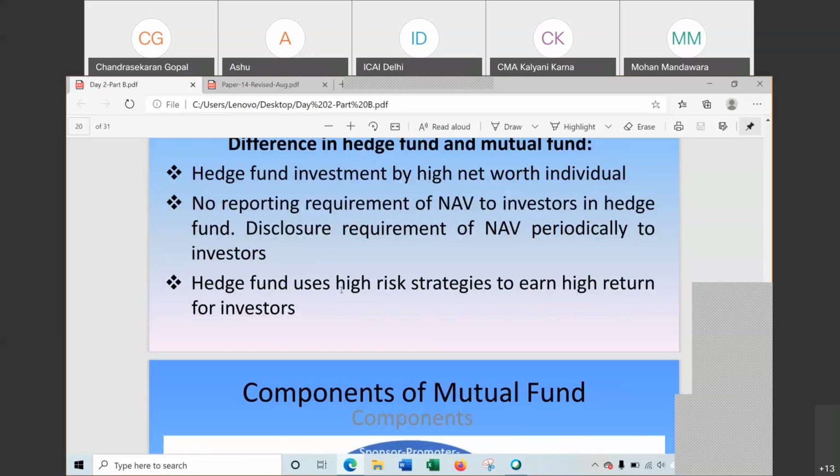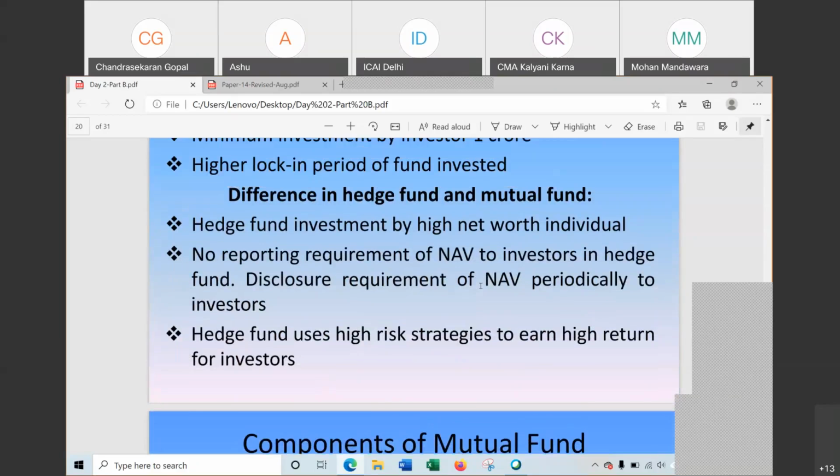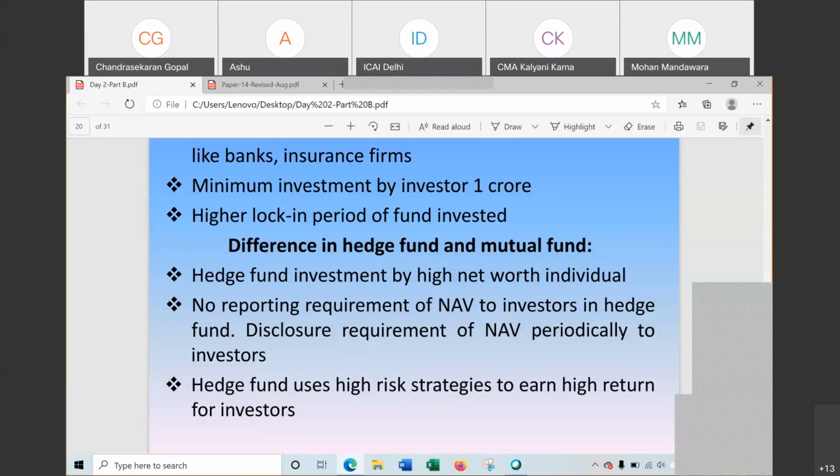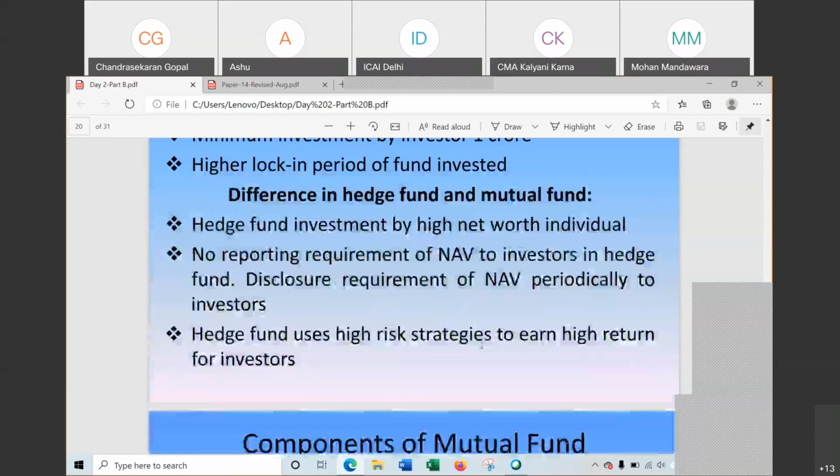Now, hedge fund is used as a high risk strategy. Why high risk strategy? Because it aims to earn a high return for the investors. So hedge fund is a high risk strategy, used by high net worth individuals, and disclosure of NAV is not required.